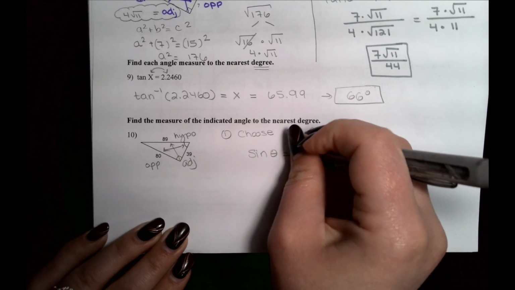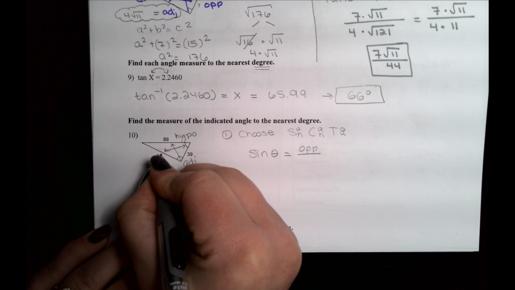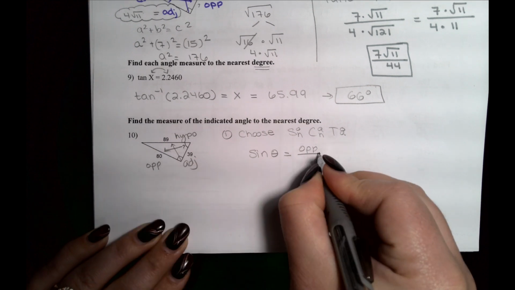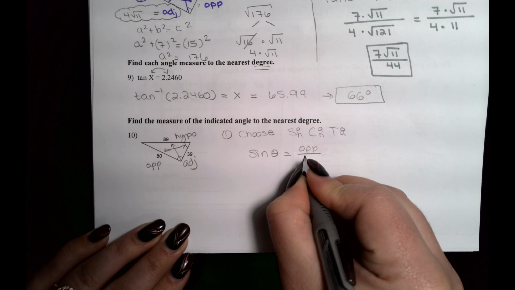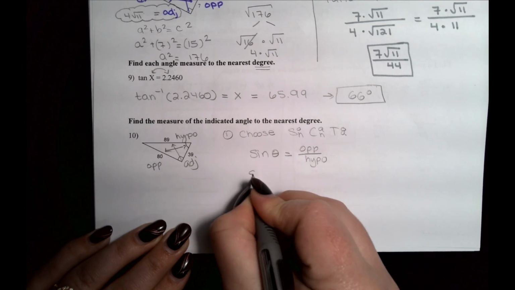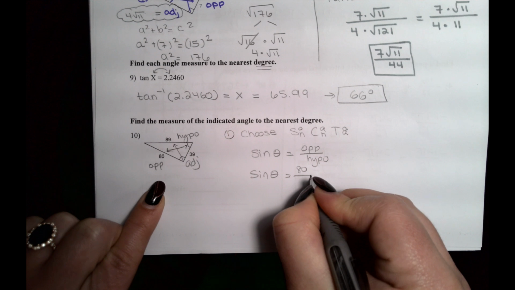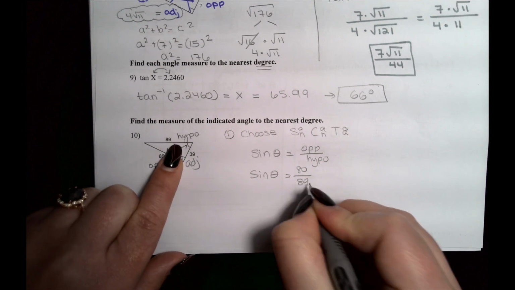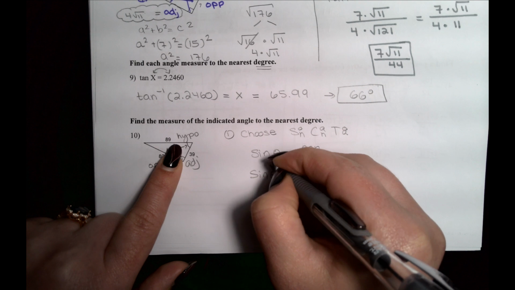Let's write this out first. Opposite, which is here, and adjacent, we don't need. We need hypotenuse. SOHCAHTOA, we need hypotenuse. So that means sine of theta is equal to opposite is 80, hypotenuse is 89. And again, we are trying to solve for the unknown input, the angle.